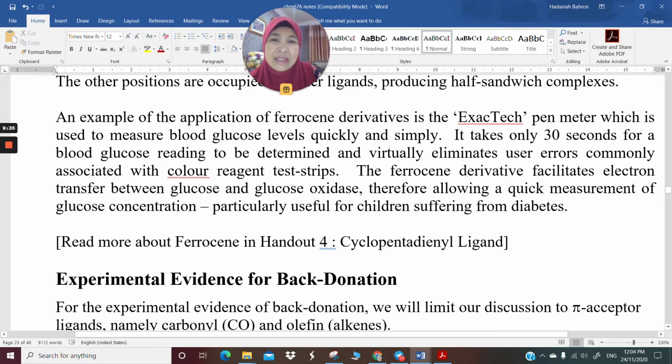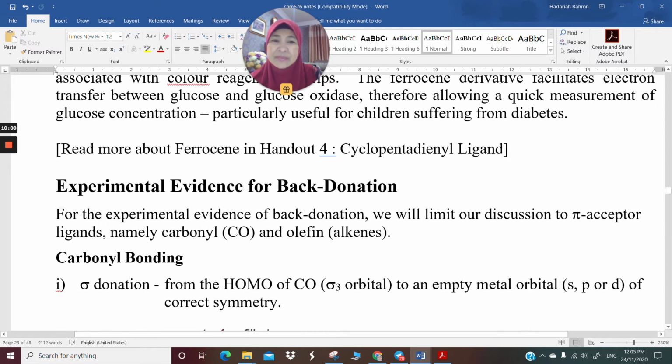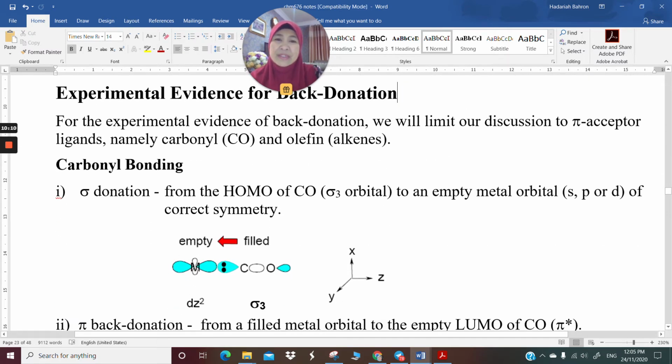Now, many diabetics out there are benefiting a lot from this technology, and that is why the discoverer of ferrocene, Sir Geoffrey Wilkinson, received a Nobel Prize, along with another researcher who was also working on ferrocene, called Fischer. So Fischer and Wilkinson have both received a Nobel Prize for their work on ferrocene. So that is about ferrocene.